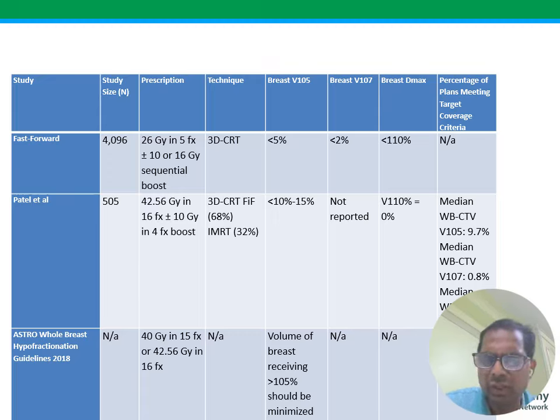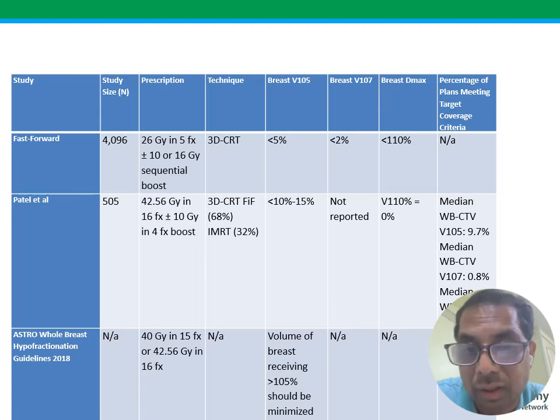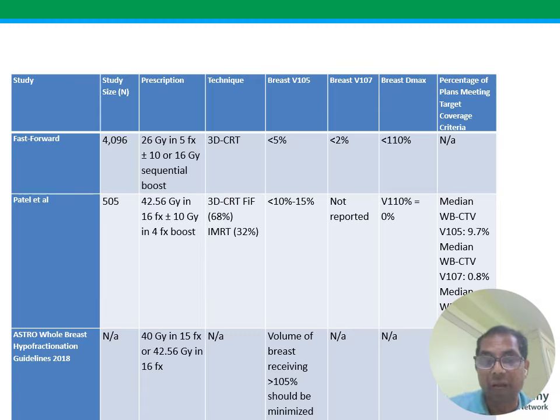We came up with our own institutional guideline about 10 years ago, using V105 less than 10 to 15% and V110 to be 0. And we collected the data across the entire network, and we did find that V105 less than 10% predicts the risk of grade 3 desquamation, acute toxicity. So our median V105 was 9.7, median V107 was 0.8, and median V110 was 0. But we did find that larger BMI, elderly, and V105 less than 10% predicted for skin toxicity. So again, showing dose homogeneity matters.